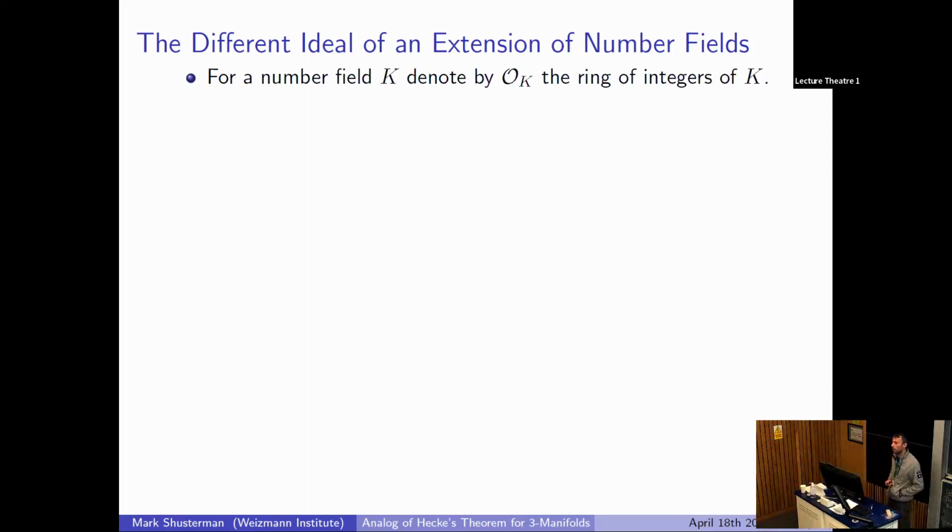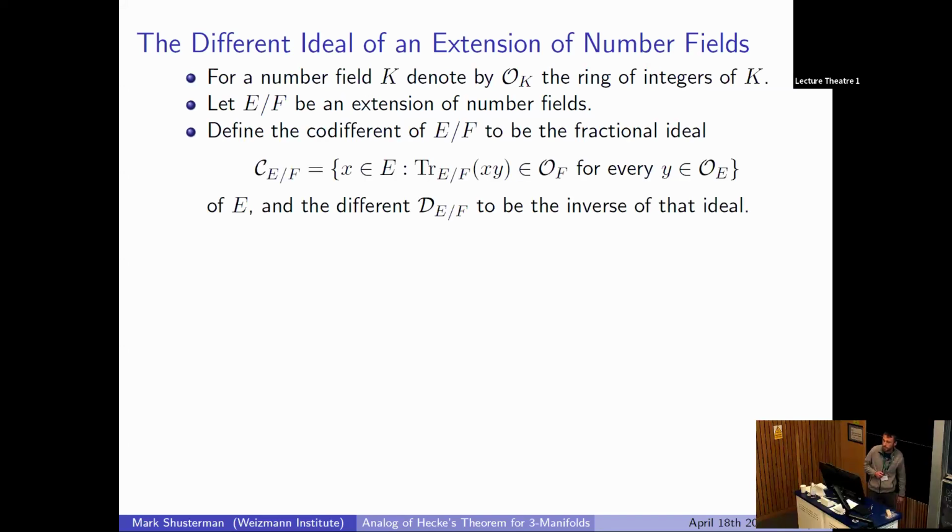So I'll denote by OK the ring of integers of a number field. I'm taking some extension, and I want to talk about the difference of this extension. So first, let me define the codifferent, which is going to be the inverse of the difference. To be this fractional ideal of all the elements, such that if you multiply them by an integer, the trace is going to be an algebraic integer.